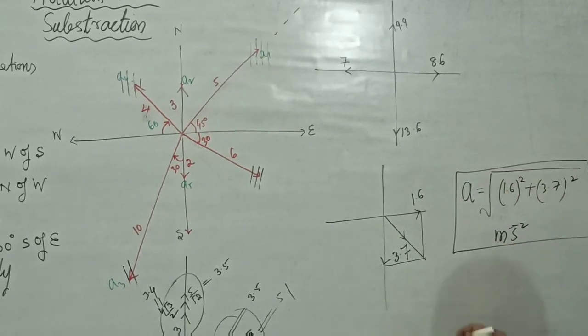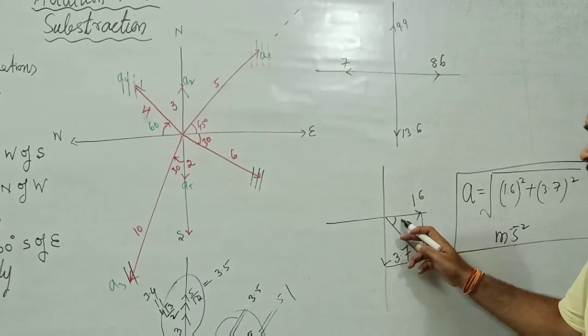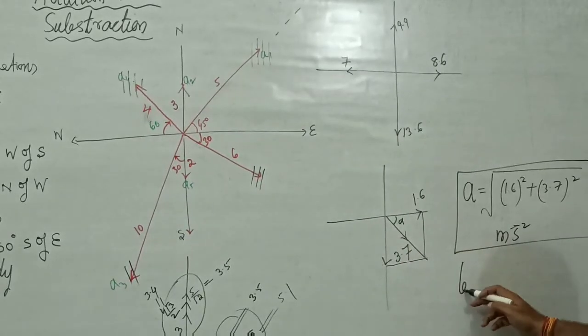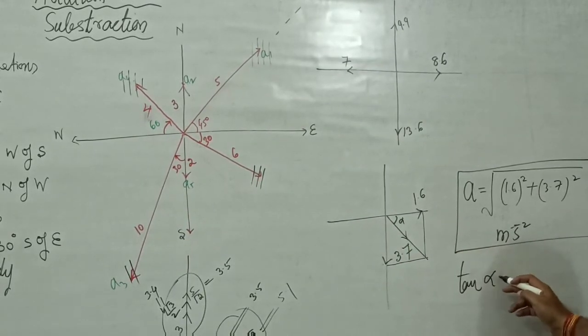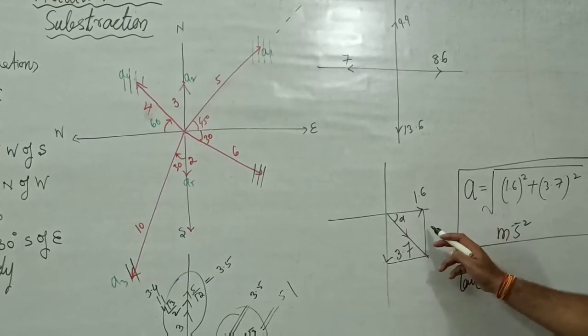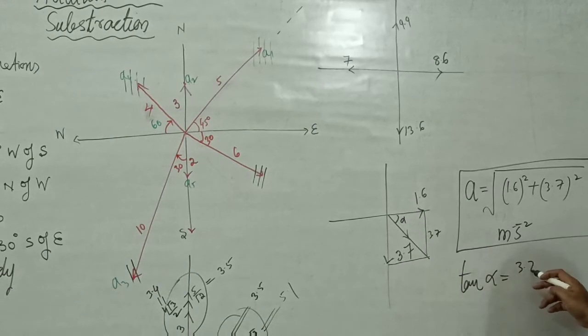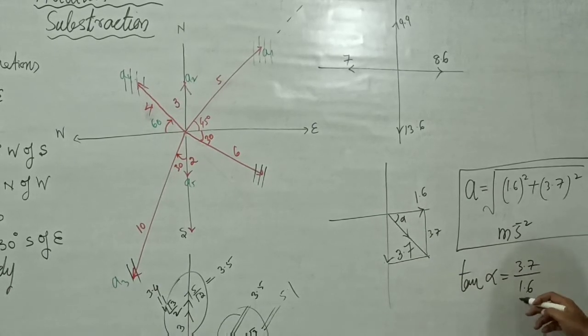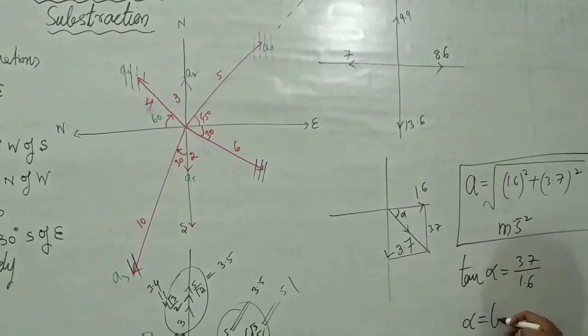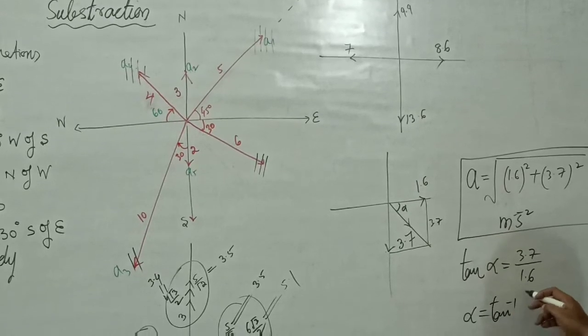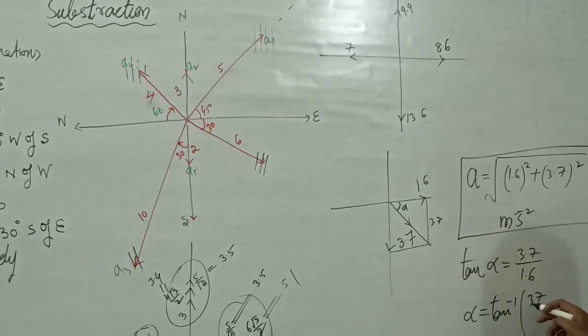What is the direction of acceleration? We can find out this angle. And what is this angle? Tangent of alpha is going to be perpendicular upon base. What is the perpendicular? 3.7. And what is the base? 1.6. So 3.7 upon 1.6. That means alpha is going to be, you can find out the value of alpha using your calculator, and that is 37 upon 16.